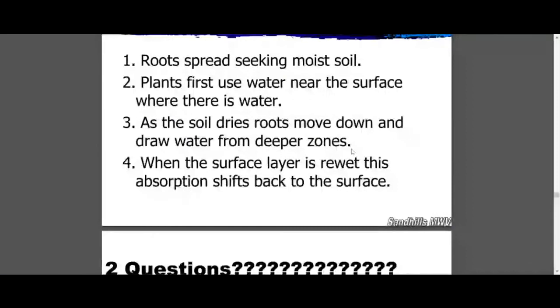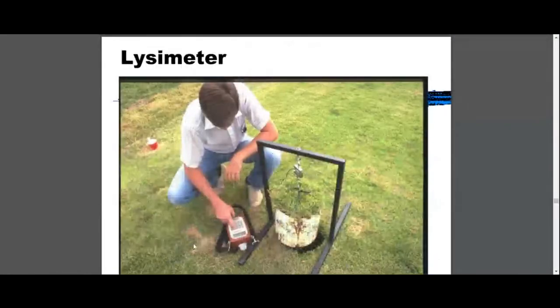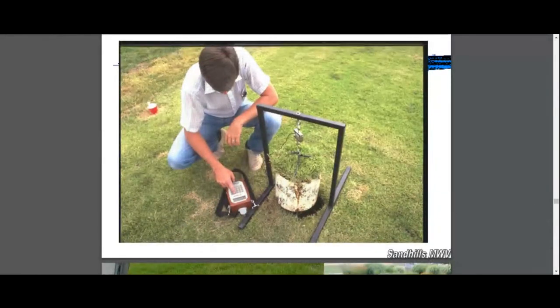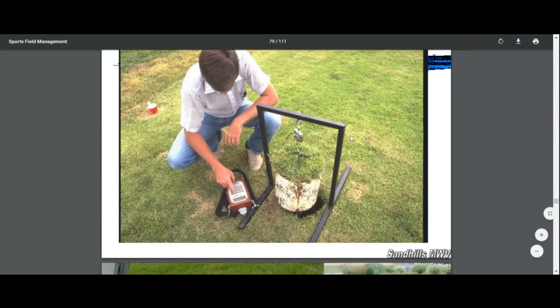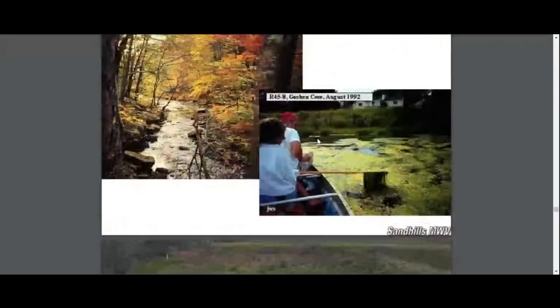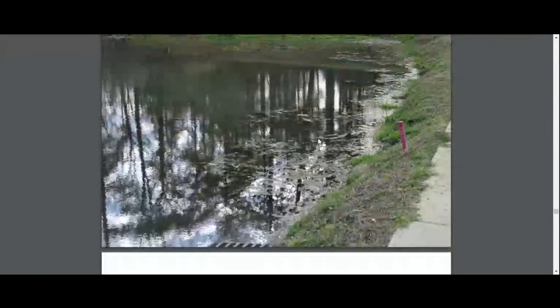Then we left off last time. Okay, so we're going to talk about conservation now for this last part of it.